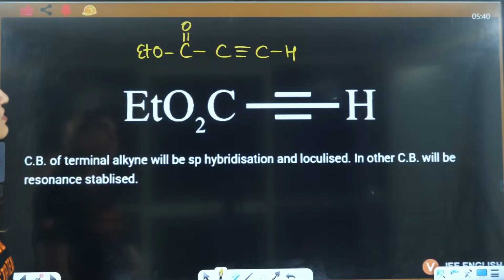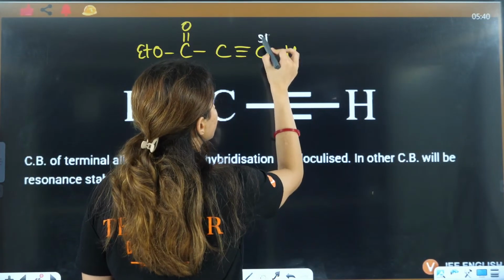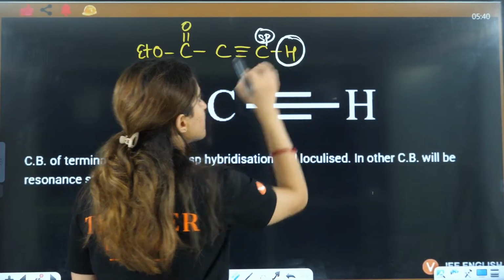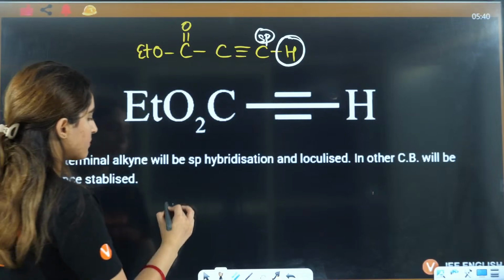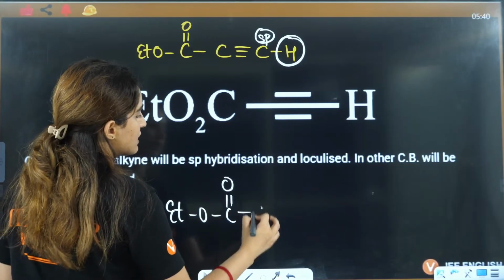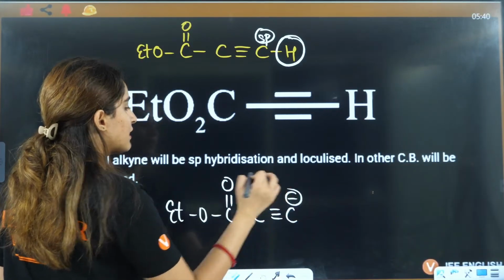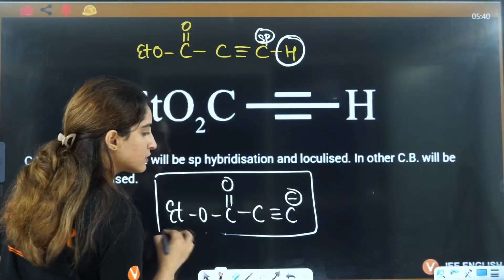So here what is happening, this terminal alkyne is sp. That's why this will be acidic in nature, so its conjugate base will be less stabilized if you see this here. This will be EtO, C double bond O, C triple bond C negative. That will be the conjugate base here.